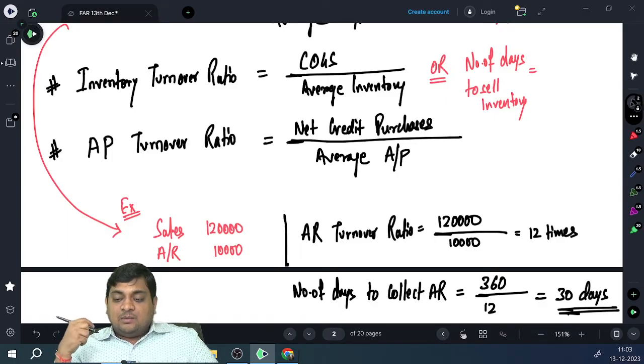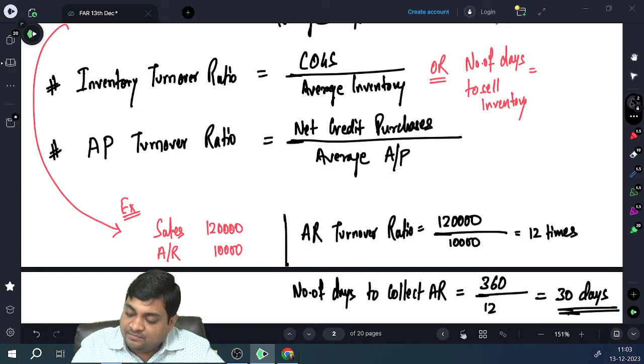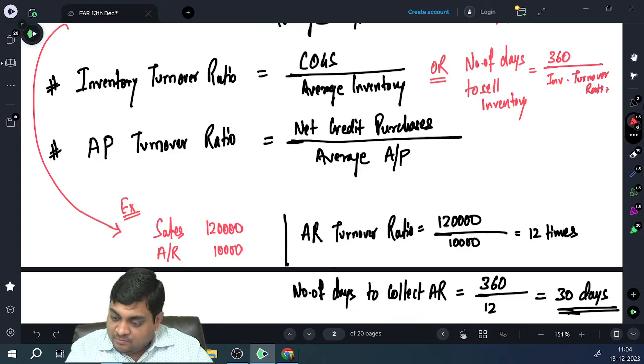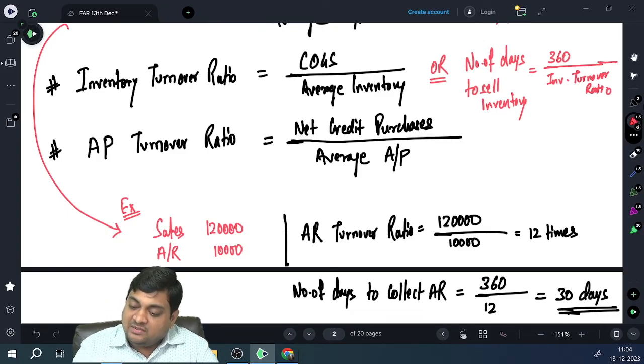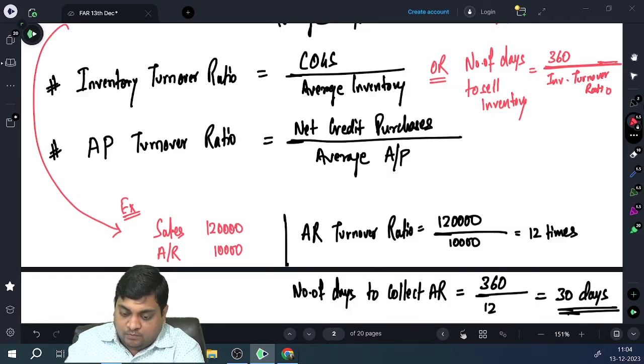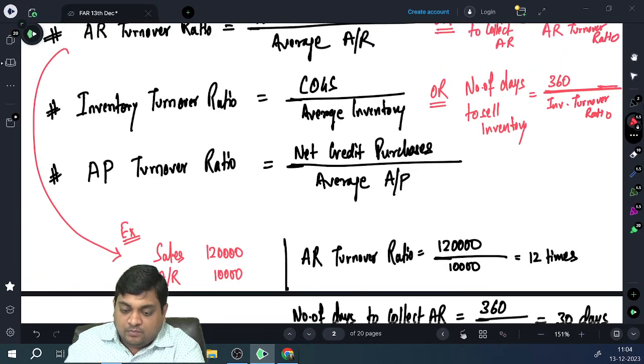Similarly, I can do number of days to sell inventory. So this is again 360 or 365, whatever, divided by inventory turnover ratio. Right. So basically it will give us how long you are taking to sell the inventory.